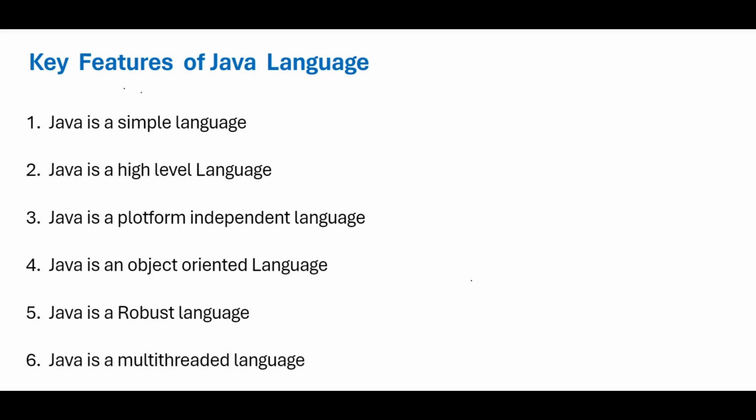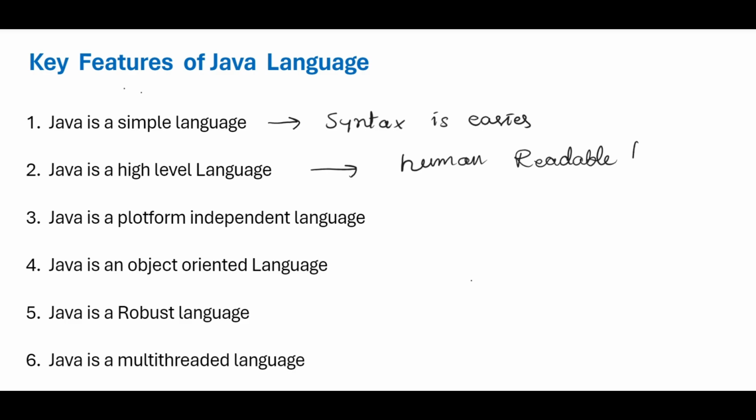The next concept is key features of the Java language. The first one is that Java is a simple language, meaning the syntax to write a Java program is easier. That's why Java is a simple language. Java is a high level language, meaning it is in human readable format and looks like simple English language.